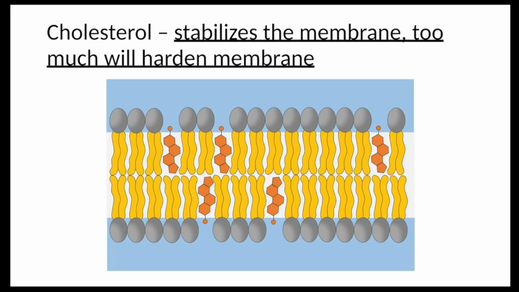Cholesterol, we think of cholesterol as a bad thing, but you actually do need it. It stabilizes the membrane. If you get too much, then it thickens the membrane and it makes it too rigid. You want it to be flexible, but you don't want it to be so flexible that it ruptures. So it strengthens the membrane. It also lowers the freezing point of the membrane so that when cells are exposed to freezing temperatures, they can last a little bit longer before they rupture.